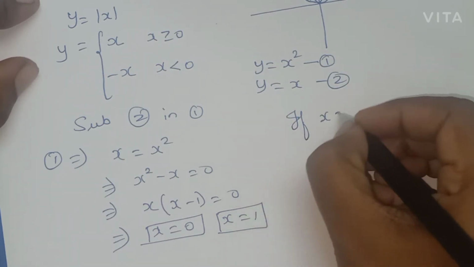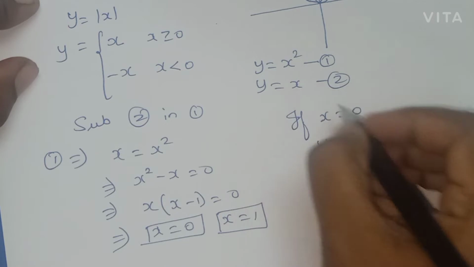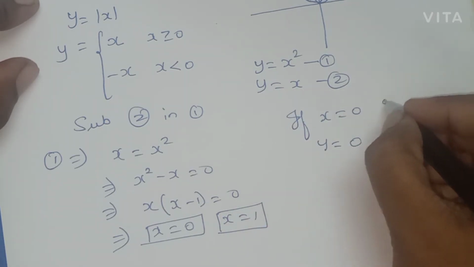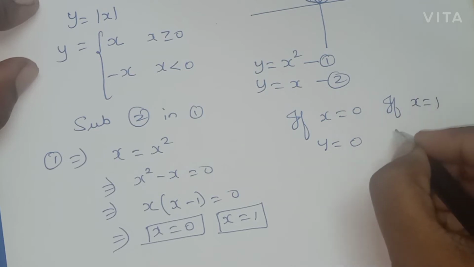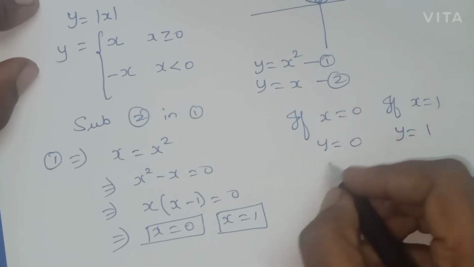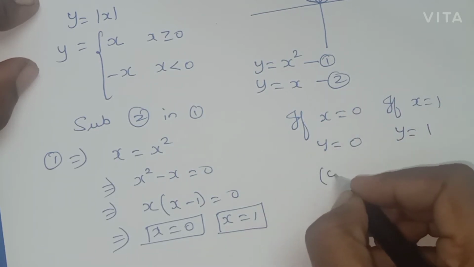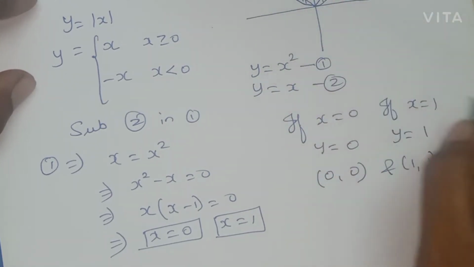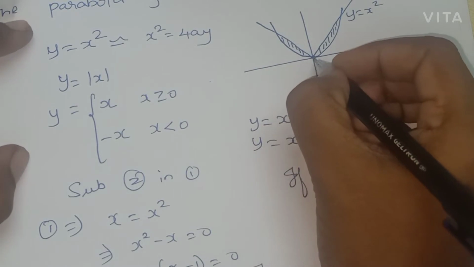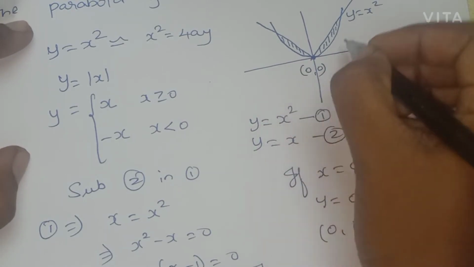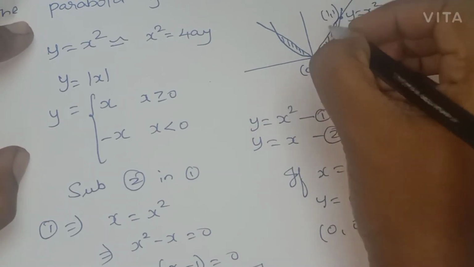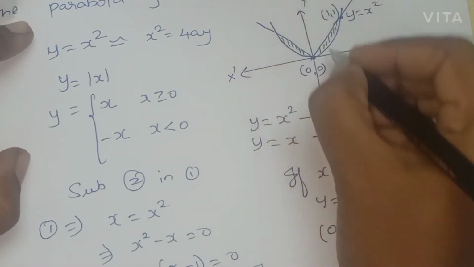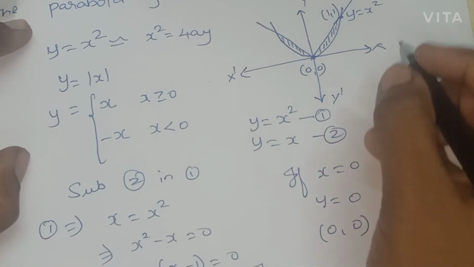If x value is 0, what happens to y? Y is also 0 because y is equal to x. If x is equal to 1, y is equal to 1. So the points of intersection are 0, 0 and 1, 1.